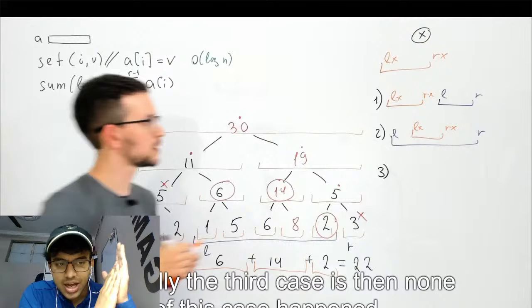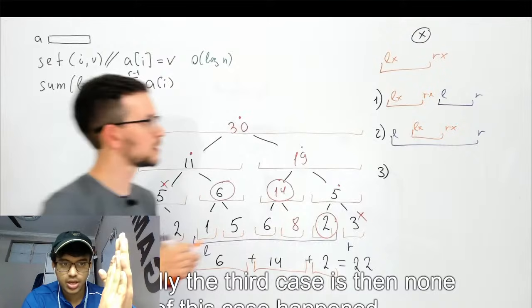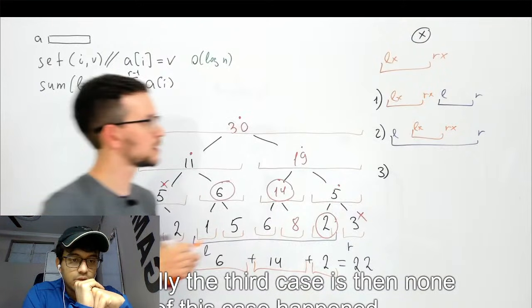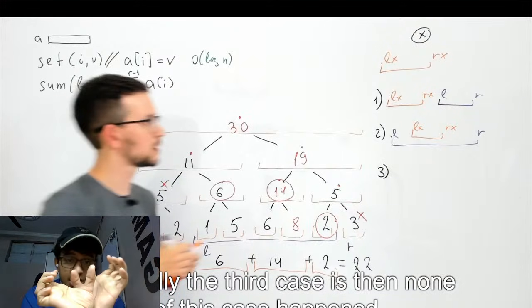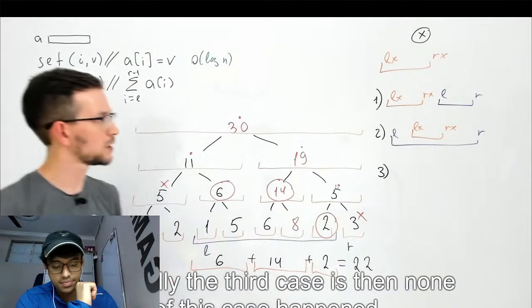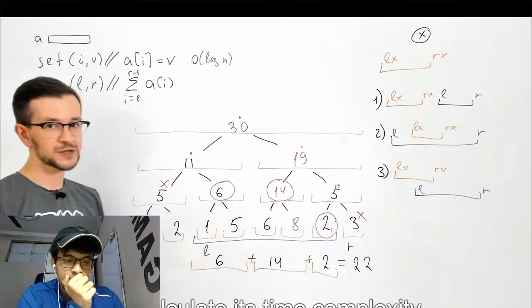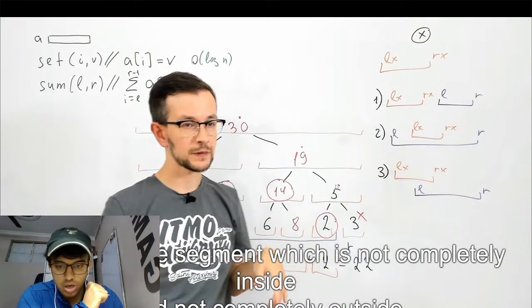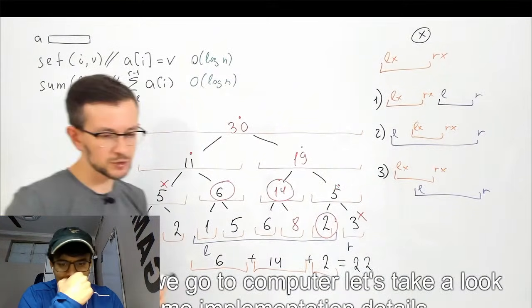So lr is the target segment, and lx and rx is our segment tree's current segment. If they are both outside of each other, we simply skip. If one is inside the other, we also skip. Only if they are intersecting like this do we go deeper. In this case we just go deeper in the recursion function. Its time complexity: we need to calculate the number of nodes. It's log n, by the way, right?